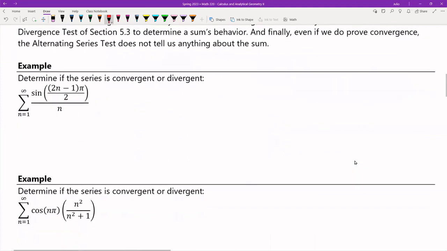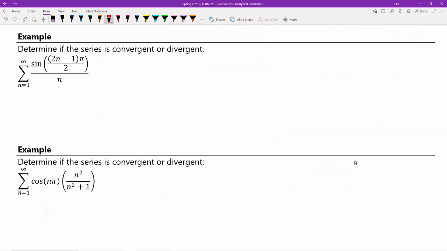Okay, let me go ahead and do some examples. So I've got two examples here. Determine if the series is convergent or divergent. I know I did both of these at one point in a previous section. Let me start with this one first. That term right there, the very top, is what's going to give you the positive one, negative one, positive one, negative one.